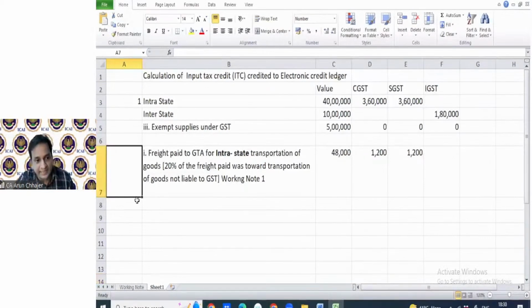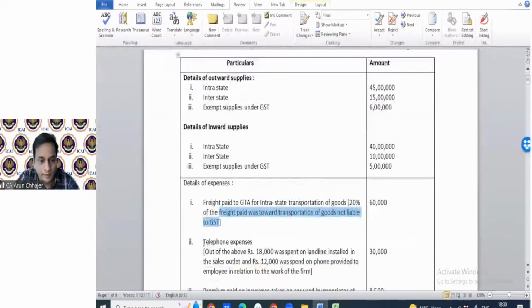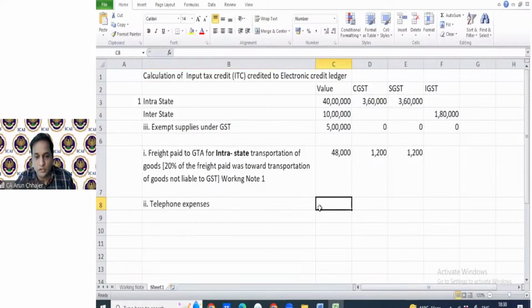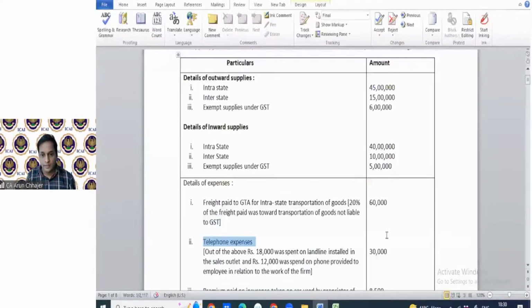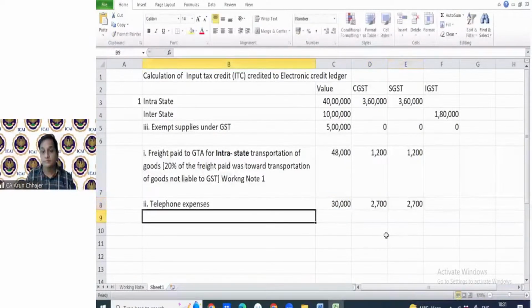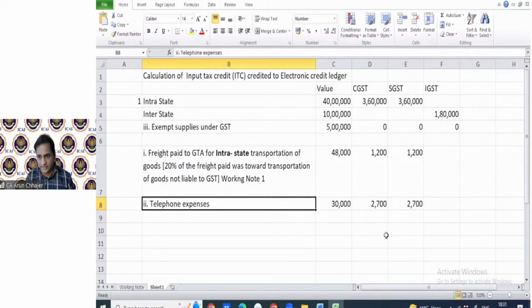Now, next is telephone expenditure. So what is the amount? 30,000. Out of the above, rupees 18,000 was spent on the landline, 12,000 was for the employees. So it doesn't matter, both are related to work. I can take the ITC of every component. In the absence of the information, I can say that it is intrastate supplies and liable to be taxed as CGST and SGST.